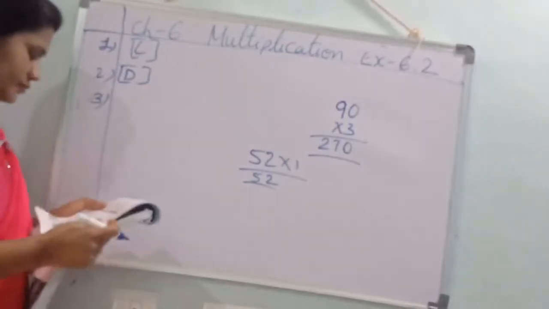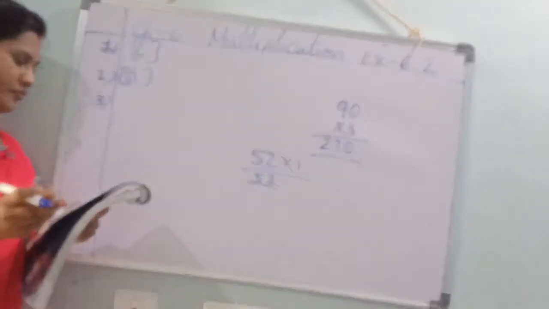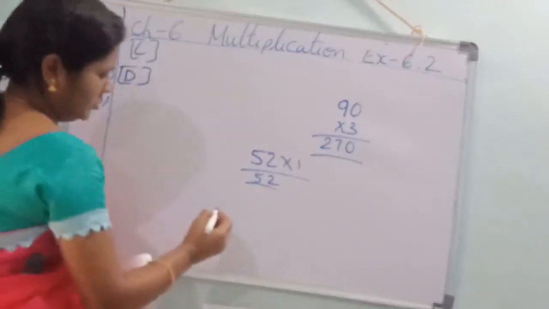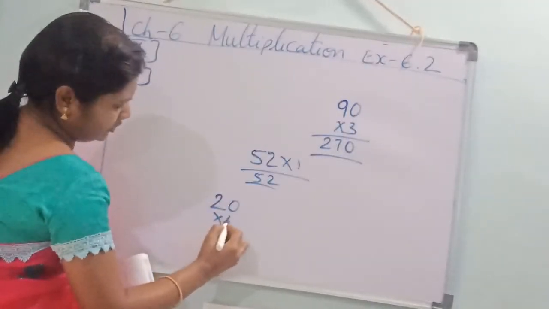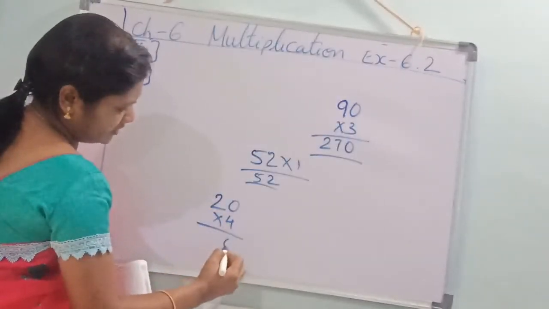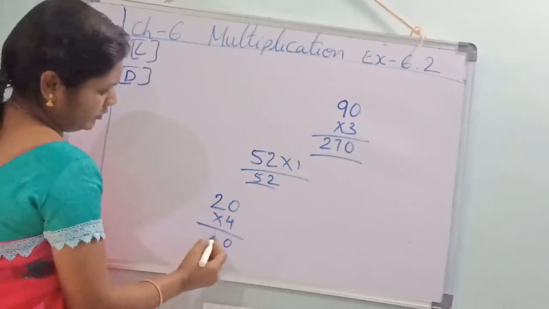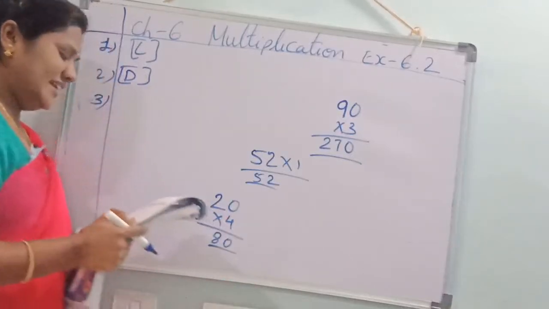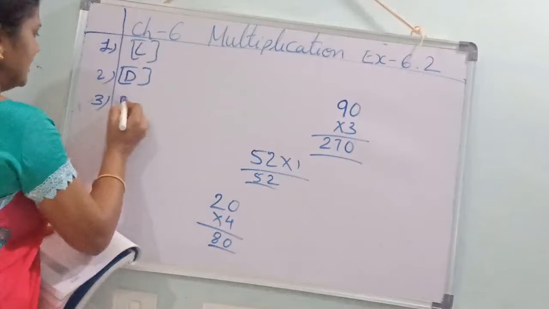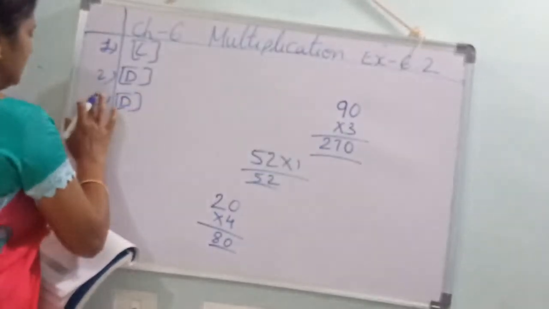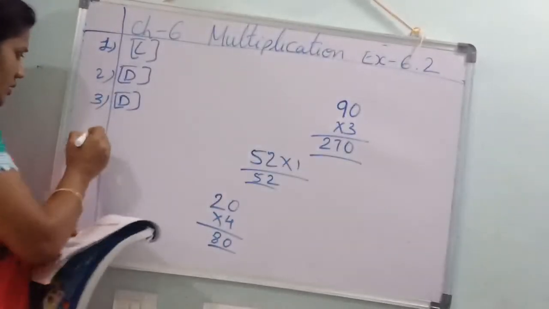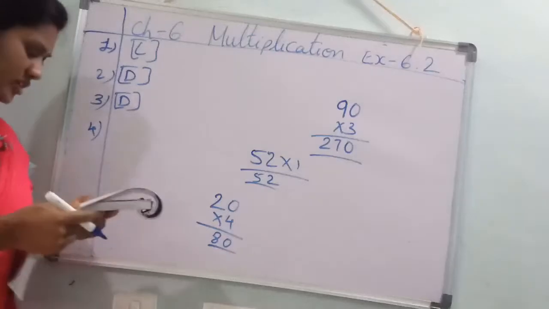Next. The product of 20 and 4. 20 into 4. 4 zeros are 0. 4 twos are 8. 80. Where is it? Option D. Understood? Next, multiple choice questions.